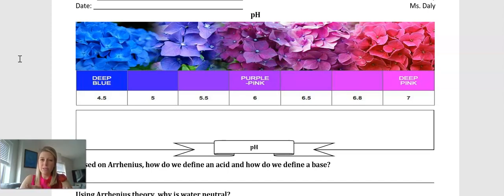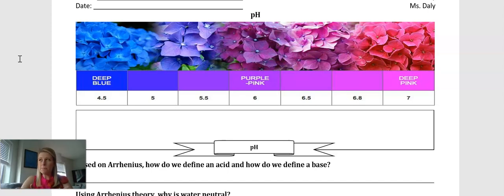I obviously assumed that they were just different hydrangea plants. But when I started to dig a little bit deeper, I actually learned that the color of the hydrangea is based on the pH of the soil in which it's growing. So here you can see that my neighbor's pH in her yard was probably around a 4.5, and my mom's was more around a 7.